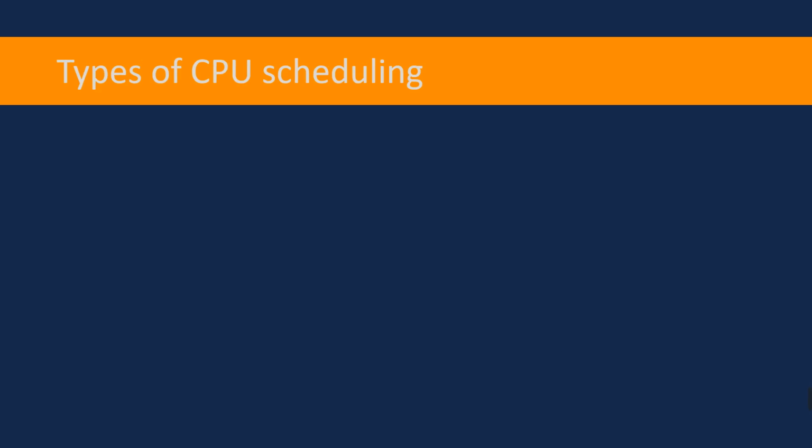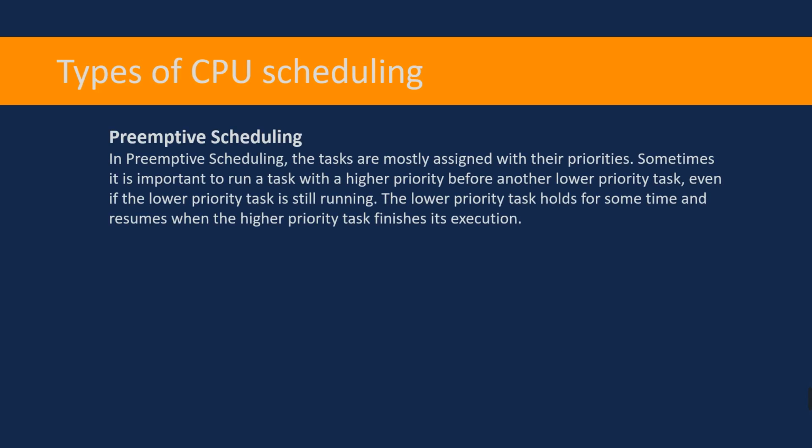Types of CPU scheduling. There are actually two types of CPU scheduling. The first is preemptive scheduling. In preemptive scheduling, the tasks are mostly assigned with priorities. Sometimes it is important to run a task with a higher priority before another lower priority task, even if the lower priority task is still running. The lower priority task holds for some time and resumes when the higher priority task finishes its execution.